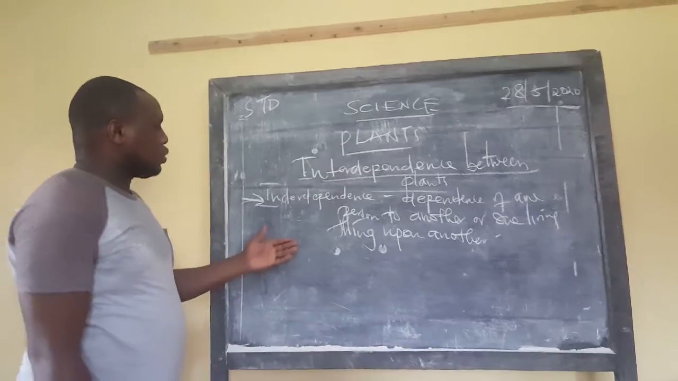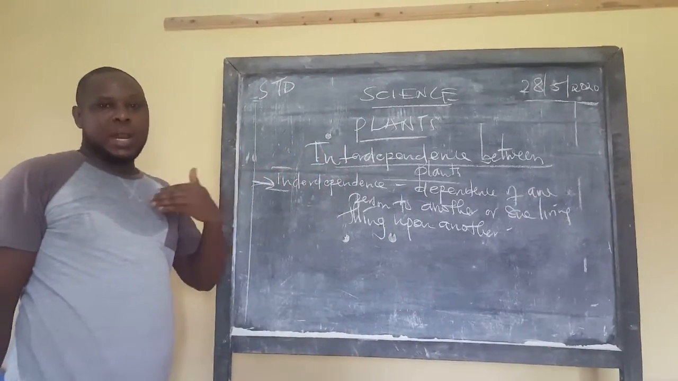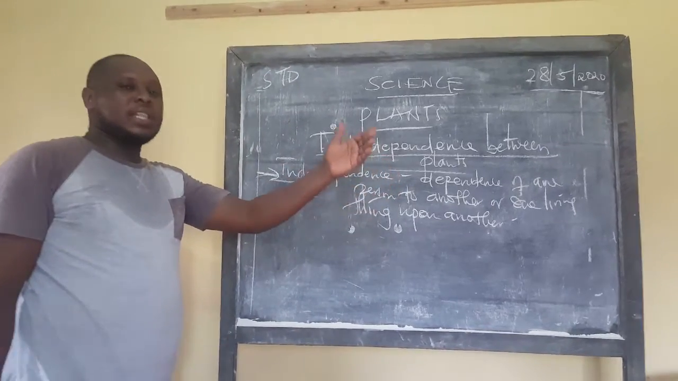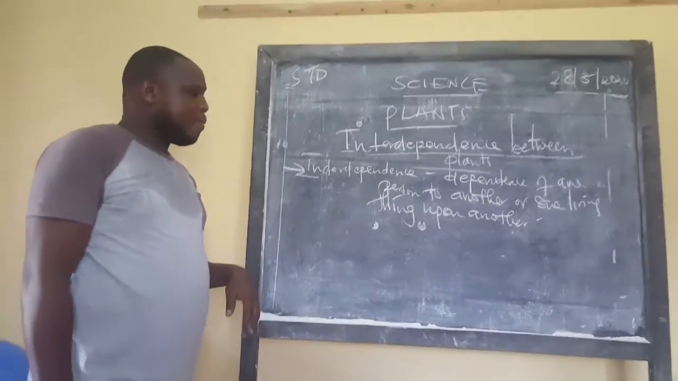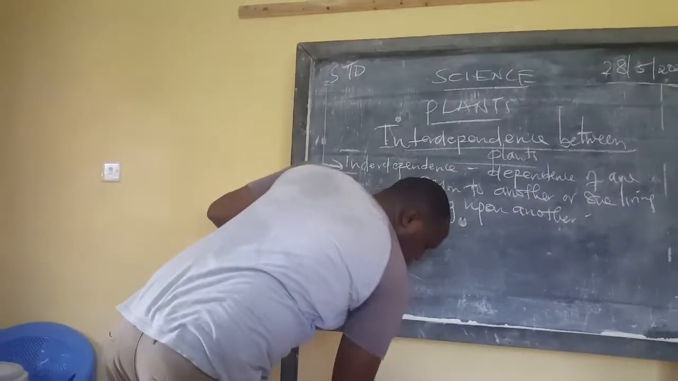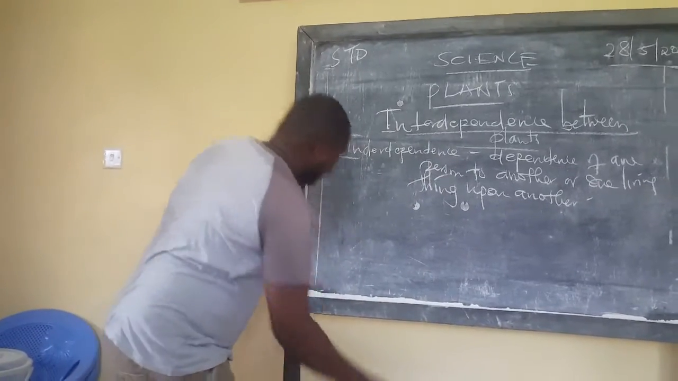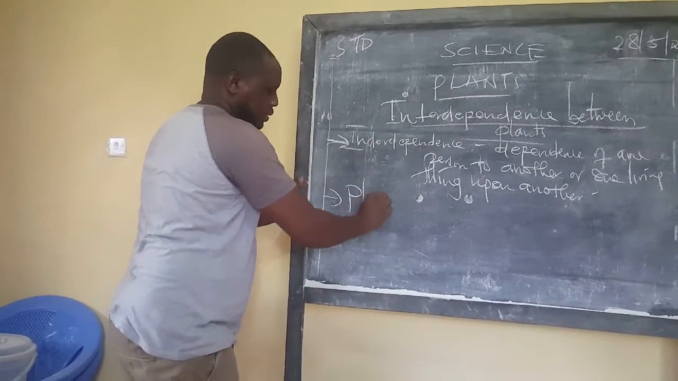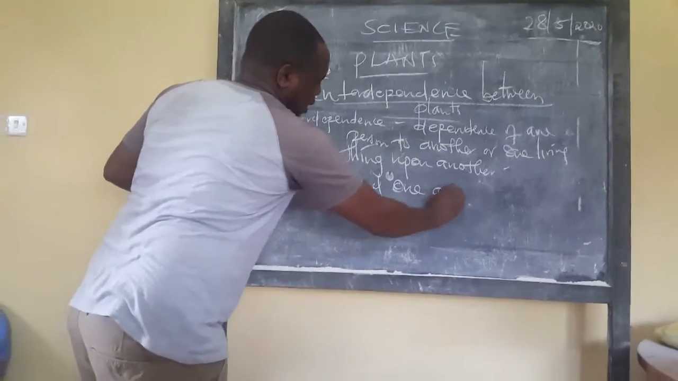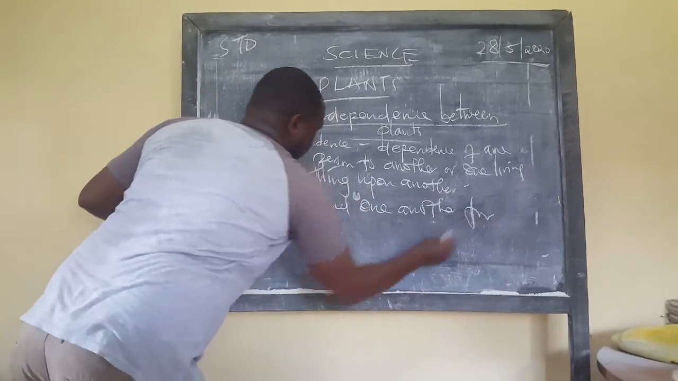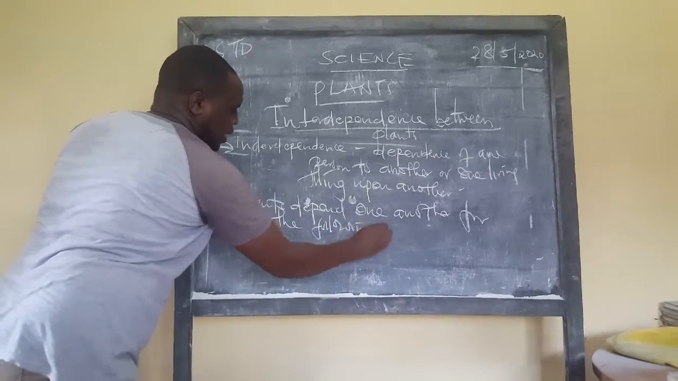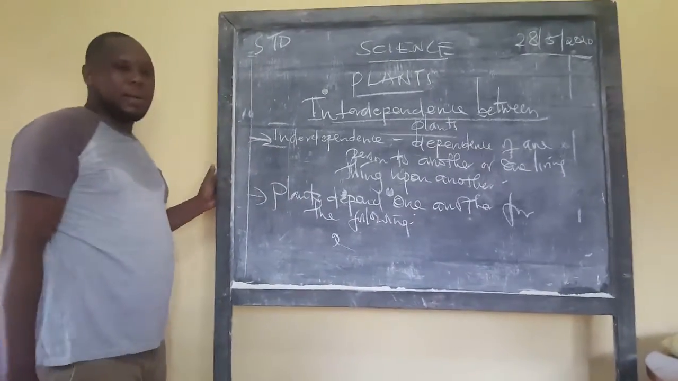So in today's lesson, we are going to see how plants depend on one another, how plants are going to benefit from one another. As these plants depend on one plant, then that other plant will also depend on this particular plant. And we say that plants depend on one another for three things. The following are the things that plants depend on one another for.